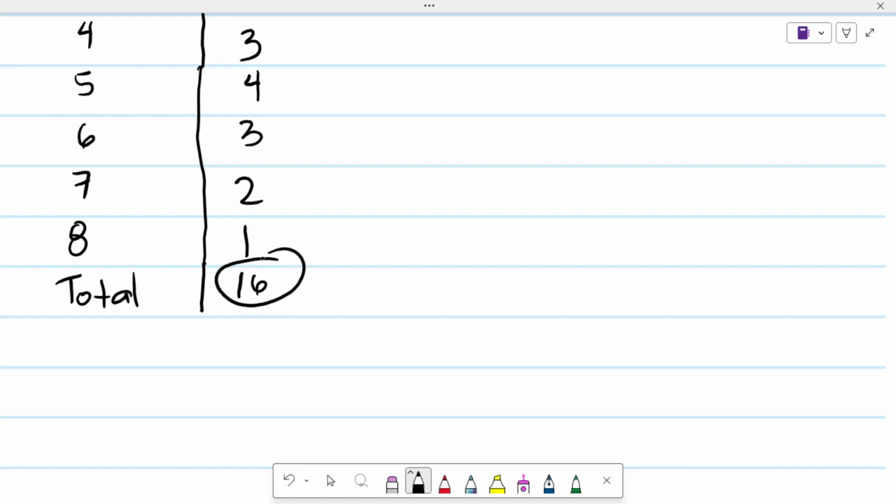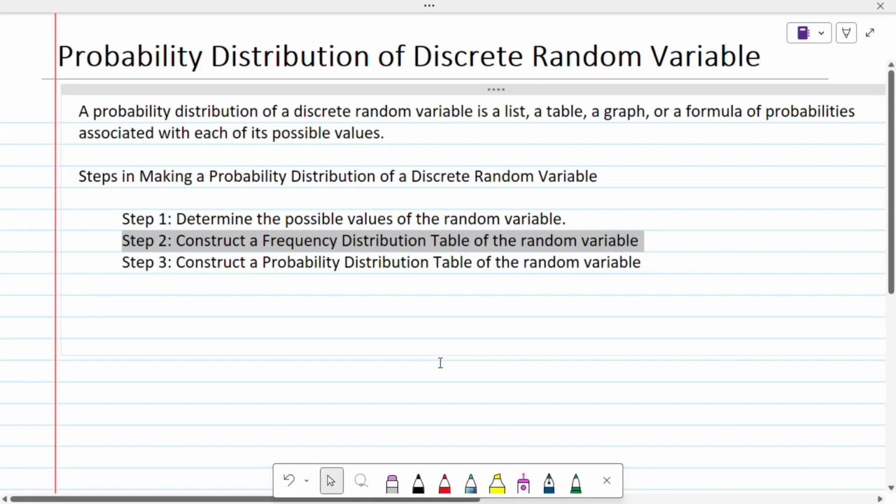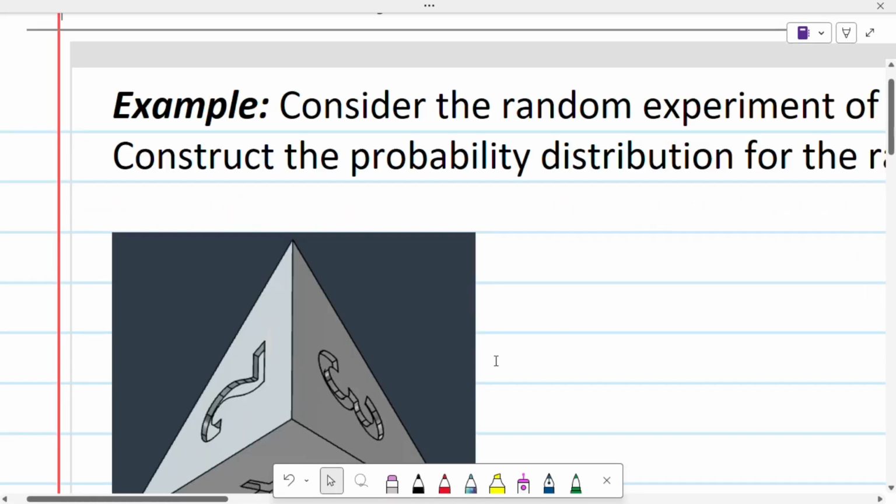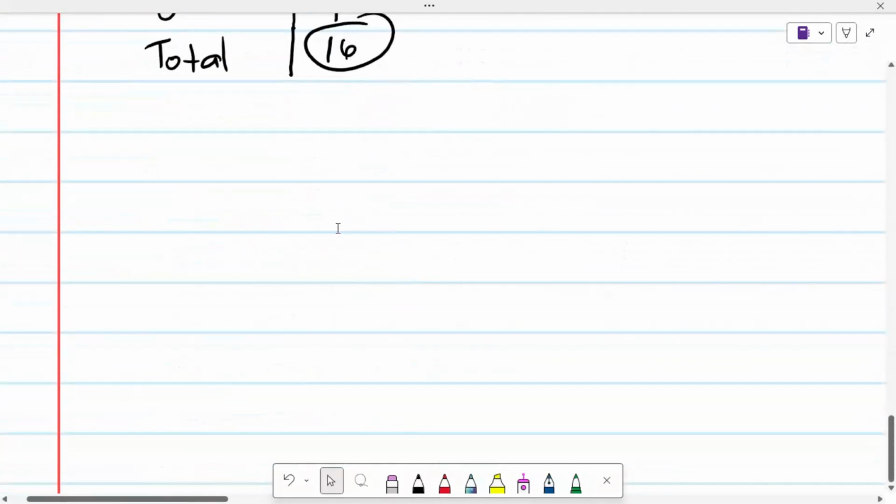And remember, what is 16? That is the total outcomes of our sample space. And then the last step that we are going to create is we are now going to construct a probability distribution of the random variable, which is the discrete random variable. So this is now our last step.